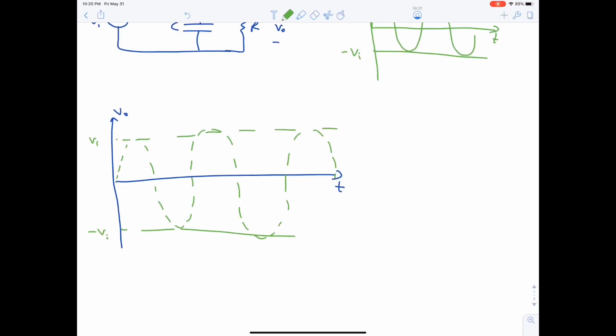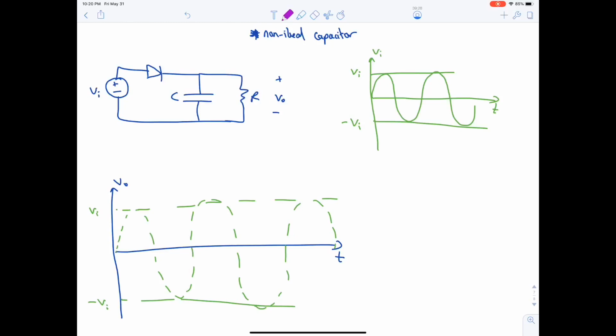Okay. Now, initially, the capacitor is zero charged. It has no energy. When VI starts increasing, the capacitor will keep charging until it becomes fully charged. Once it becomes fully charged, VI will decrease again. When VI decreases, then the voltage across the capacitor will be higher than VI, because VI is now decreasing. Hence the diode will be off. When the diode is off, then the circuit will be like this. Capacitor and a resistance.